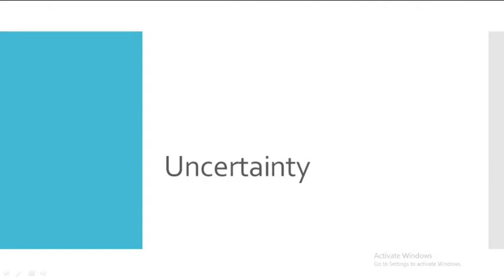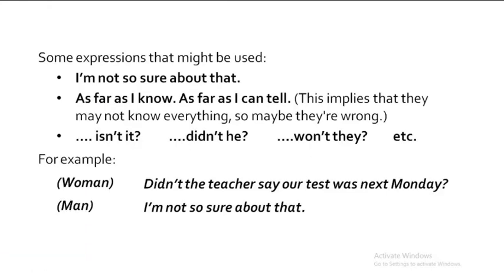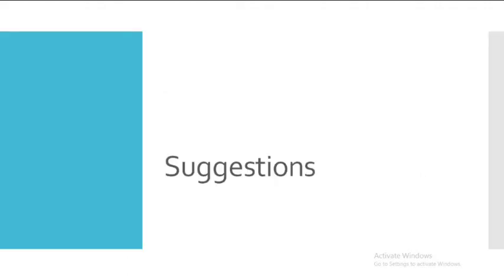Next is about uncertainty. Uncertainty means not sure or not really sure. These are some expressions that might be used for showing uncertainty. In the example, the man shows uncertainty by saying, I'm not so sure about that. Then, about suggestions.